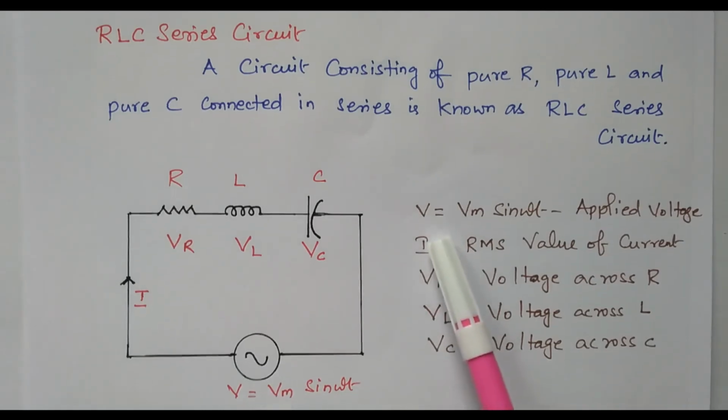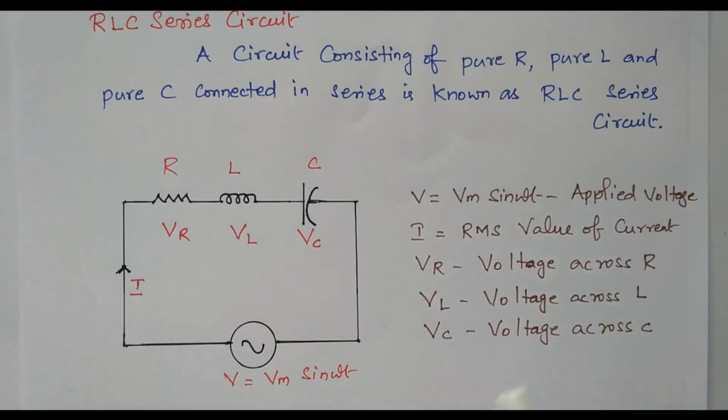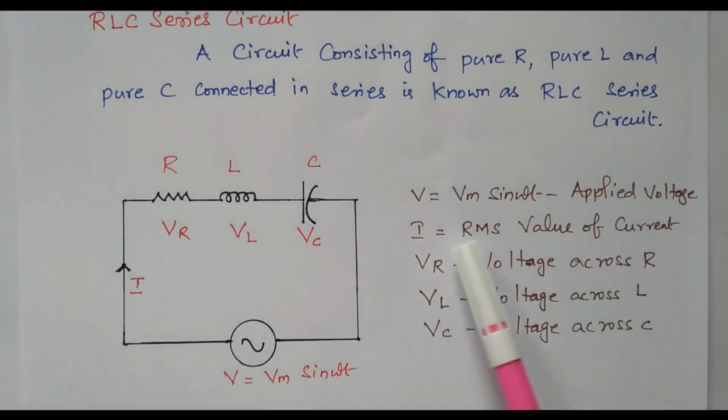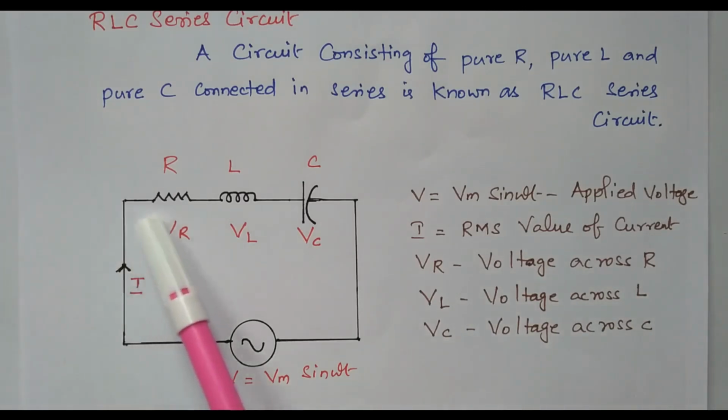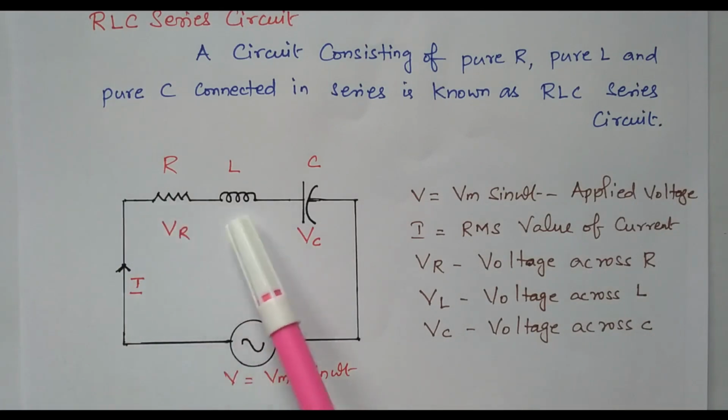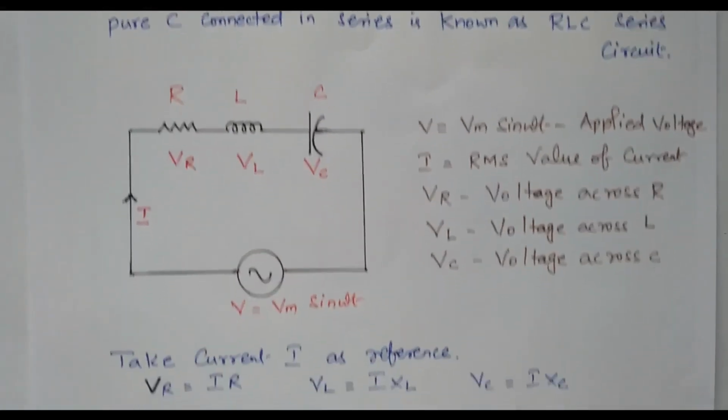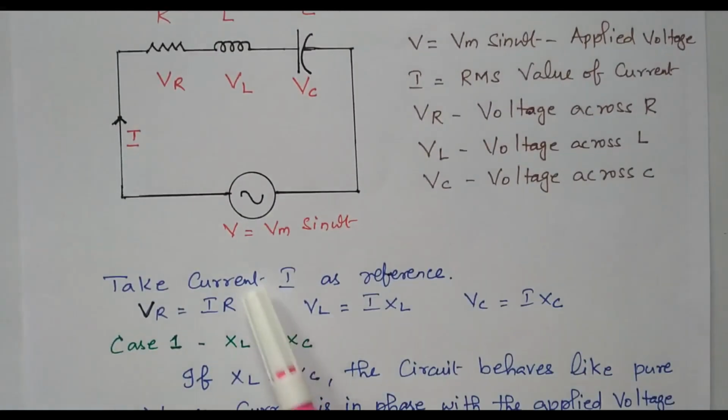So V equal to Vm sin omega t is the applied voltage. I is the RMS value of the current. VR is the voltage across the resistor R. VL is the voltage across the inductor. VC is the voltage across the capacitor. The same current I is flowing through all three elements, resistor, inductor and capacitor. So we can take current as the reference vector.